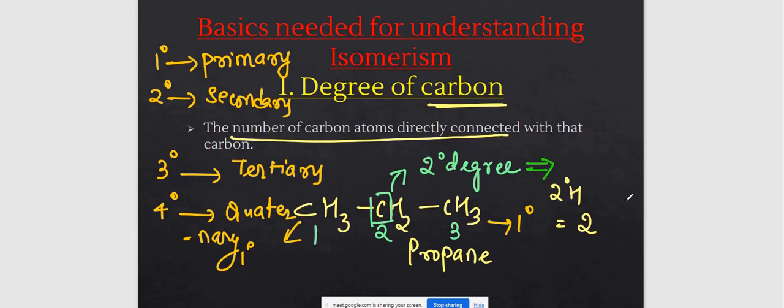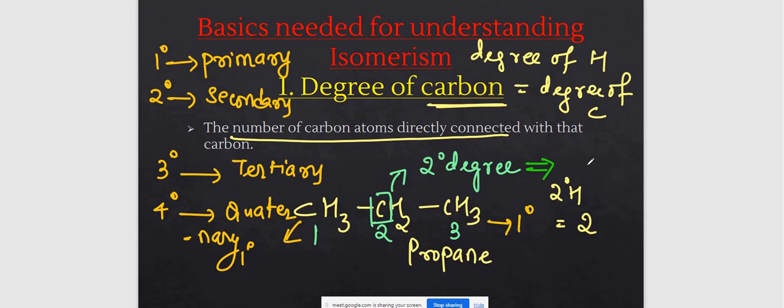If you take the second carbon atom here, its degree is 2. That means the 2 hydrogens connected to this second carbon atom, both of them are 2 degree hydrogens. So the degree of hydrogen atom is nothing but the degree of carbon atom. Is this point clear? Yes, ma'am. Ma'am, the first and third carbon have 3 hydrogen atoms, then the degree of hydrogen will not be equal to the degree of carbon.